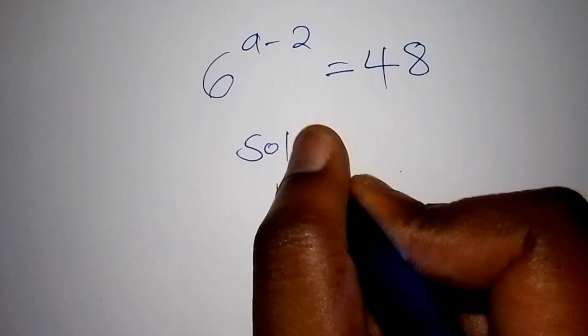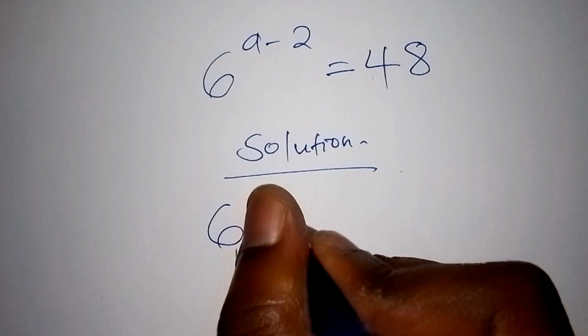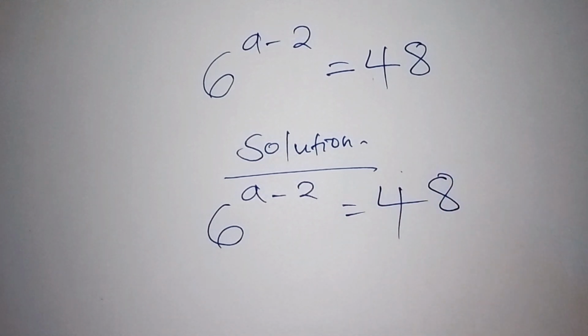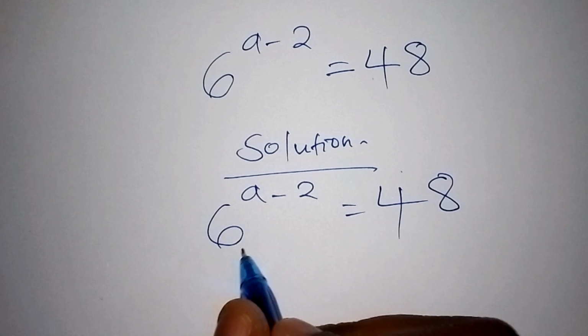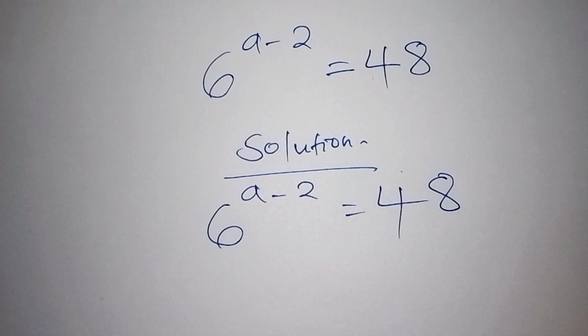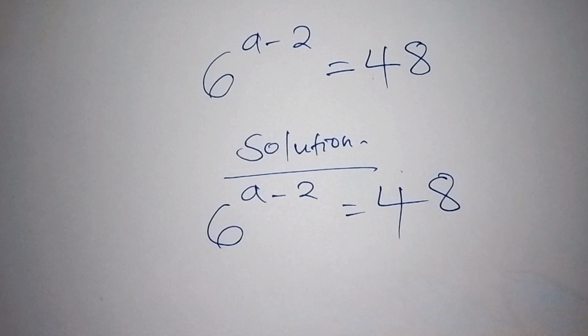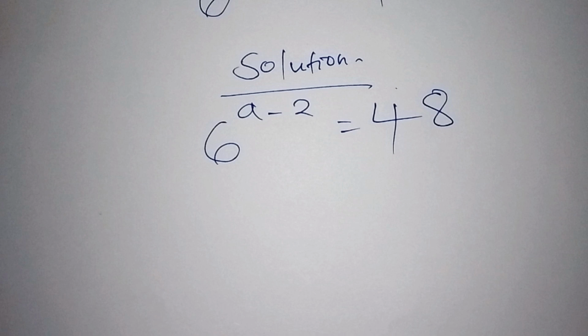On our solution, this is what we have now: 6 to the power of a minus 2 is equal to 48. As you can see, 48 is a whole number, while 6 is the base and a minus 2 is the index. We need to express 48 to the base of 6, which is impossible. So we now need to introduce the log on both sides.